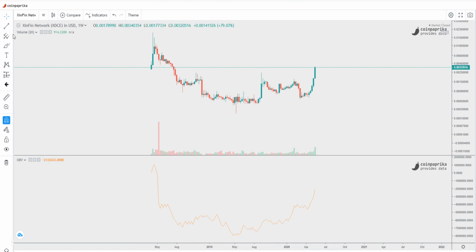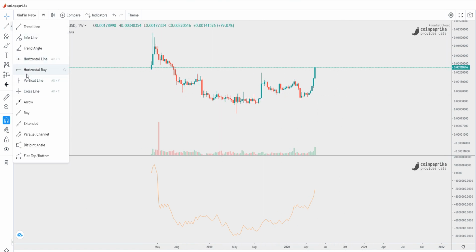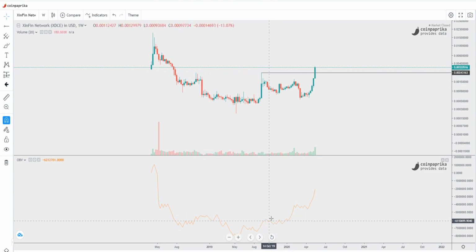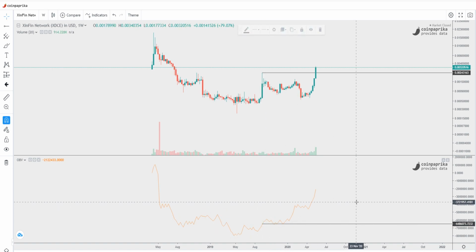Okay, so let me use the proper line. Black, please. Okay, so what I'm going to do here first, I will draw the line on the chart, and then the same one for volume, and then we will catch up with all the divergences to find the honey spot. So this one here, this one here.